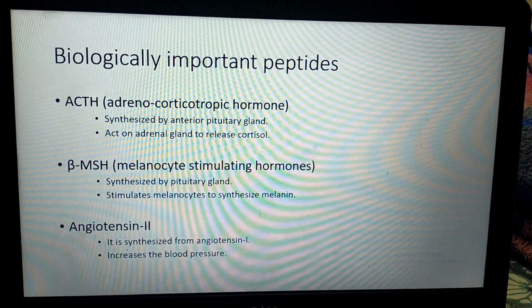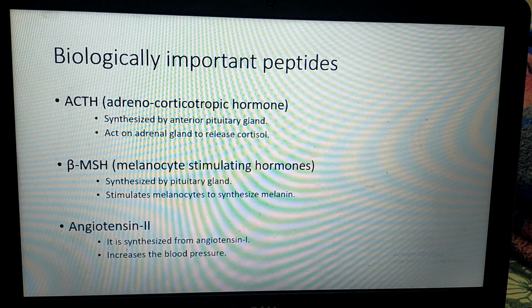A few more peptides are there. Next is ACTH, adrenocorticotropic hormone. It is synthesized by the anterior pituitary gland. It acts on the adrenal cortex, or cortex of the adrenal gland, and releases the hormone cortisol from it. Next is beta melanocyte stimulating hormone. It is also synthesized by the pituitary gland. It acts on melanocytes which are present in the skin and stimulates them to synthesize a black color pigment called melanin, which is present in our skin.